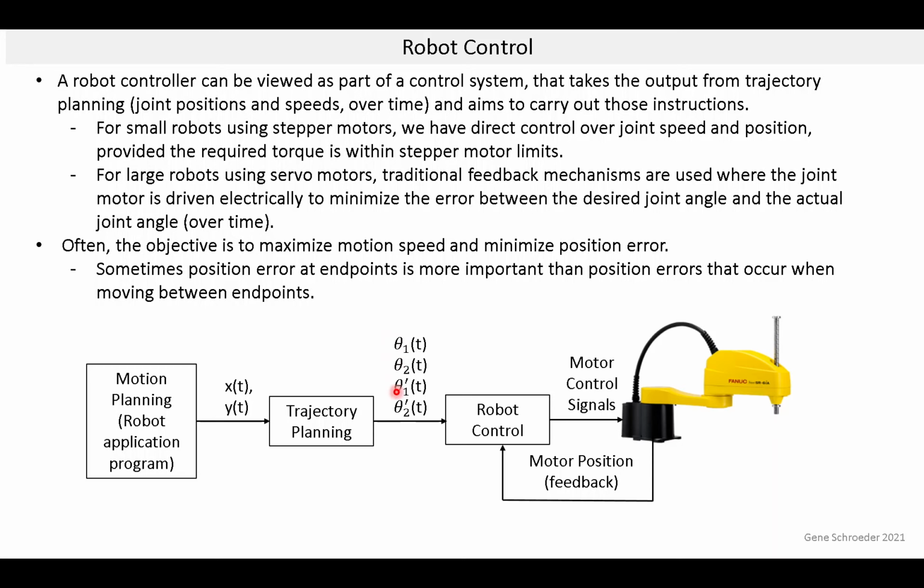And that's theta 1 and theta 2. Then theta 1 prime, theta 2 prime, where the prime is meant to represent a derivative, are the joint speeds. Those enter into the robot control, and its job is to take those values and make the joints do what trajectory planning is asking it to do. That's through some kind of control signals. If it's a stepper, it would be the stepper patterns. Otherwise, it would be servo control, and in servo control you would have motor position feedback and maybe velocity feedback as well. With stepper motors, of course, you don't necessarily have to have any feedback.